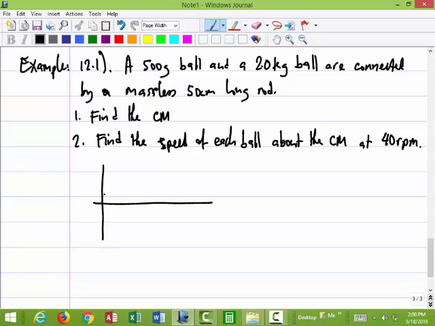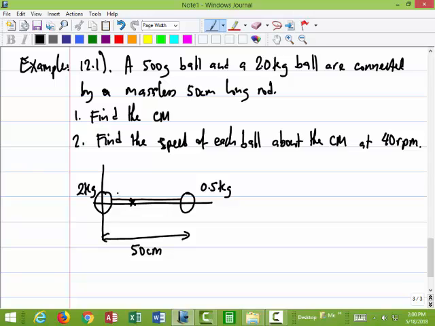So we have our ball. Let's put the first ball on the axis at the reference point, and the second ball somewhere here. And let's identify a location which we shall call the center of mass. So let's say the center of mass is somewhere here. So this is our 2 kilogram ball, and this is a 0.5 kilogram ball. The distance between them, we said, was 50 centimeters.